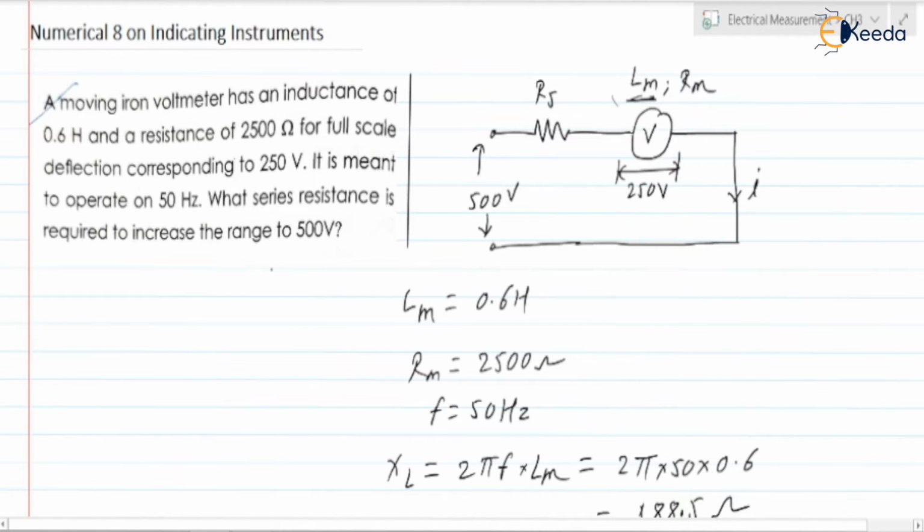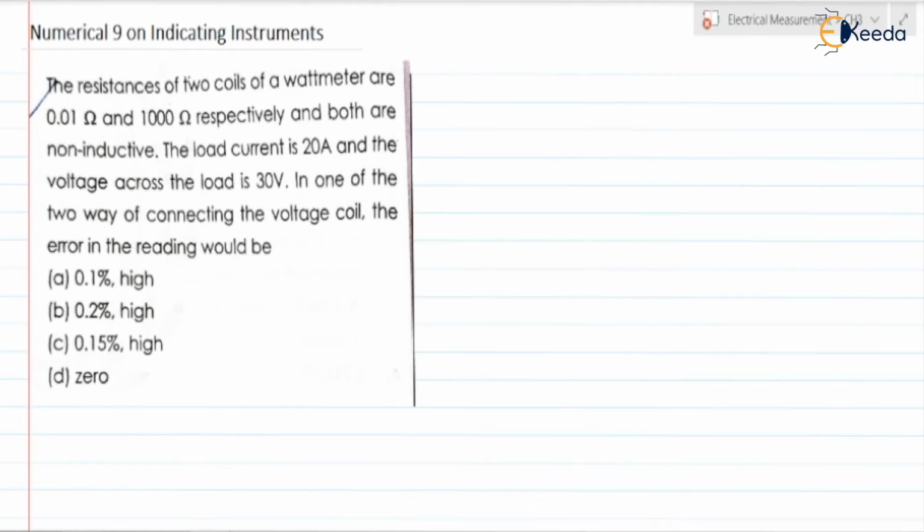Okay, so this is about numerical number 9 on indicating instruments. Let us read the numerical. The resistances of two coils of a wattmeter are 0.01 ohm and 1000 ohm respectively, and both are non-inductive. The load current is 20 ampere and the voltage across the load is 30 volt. In one of the two ways of connecting the voltage coil, the error in the reading would be, and they have given four options.